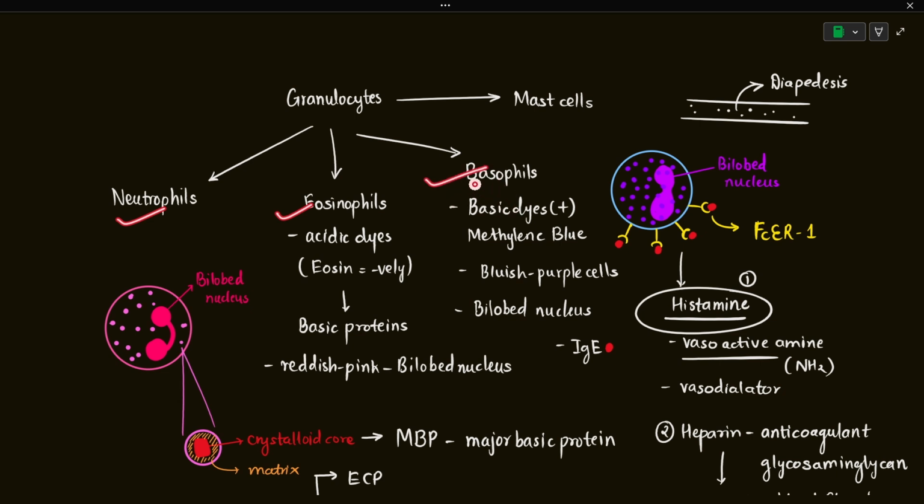They are released in the tissue from the blood without rupturing the blood vessels, while the mast cells are already present in the tissues.